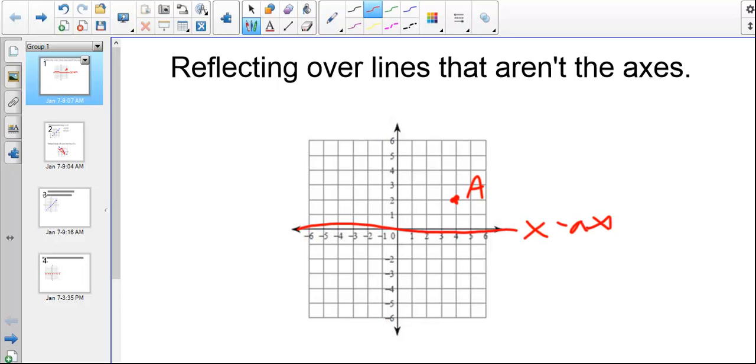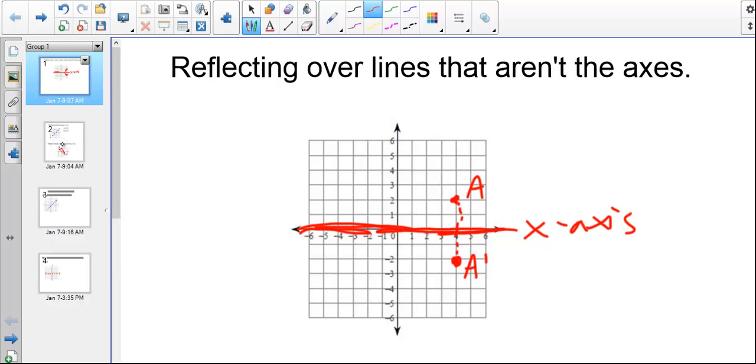The reason that we're able to just count down that that's 2 units and then count 2 more to say, okay, my A prime is going to be right here, is because it all boils down to traveling perpendicularly. Since my x-axis is a horizontal line, I know that to travel perpendicular to that means to travel straight up and down. And that's why it's so simple in this situation.